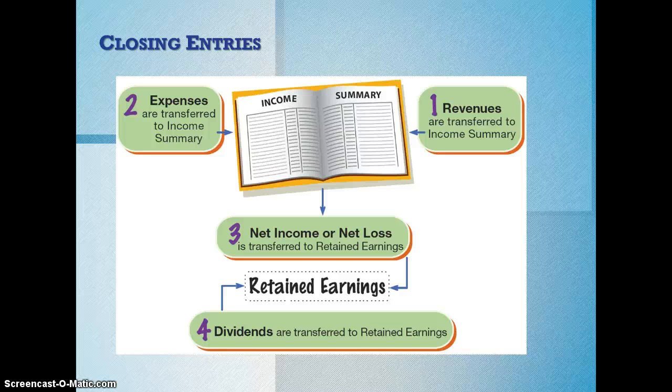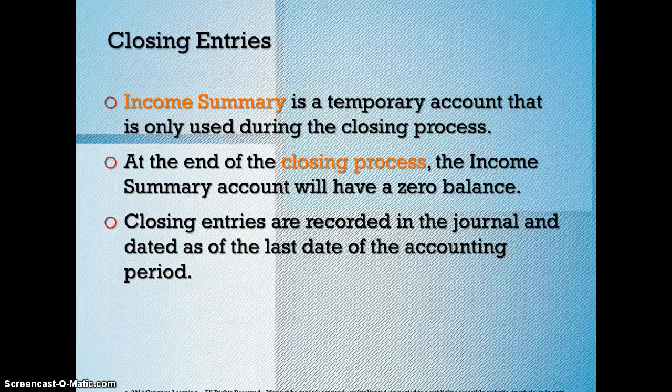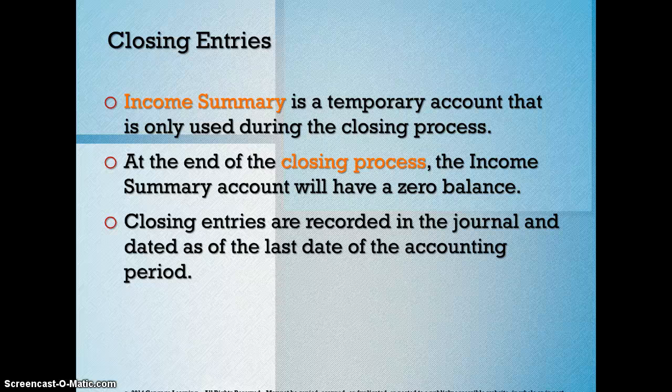Step number 1, there's a 4-step system to the closing entry process, and this is exhibit 3 in your book. We start out by closing revenues into income summary, then we close expenses into income summary. We net the two, and we close income summary into retained earnings, and then we also close dividends into retained earnings. Income summary is an extremely temporary account. It is literally only open for 5 minutes. It's only open during the closing process. So we open it during, and by the end of the closing process, it will have a 0 balance.